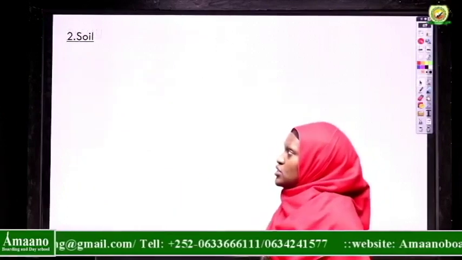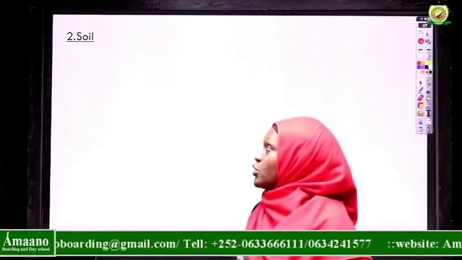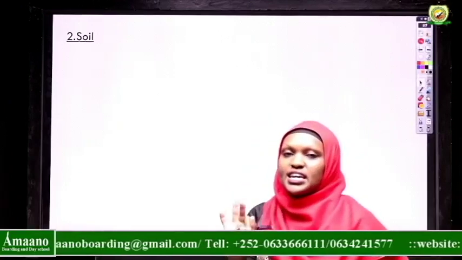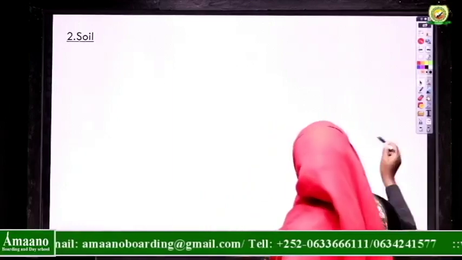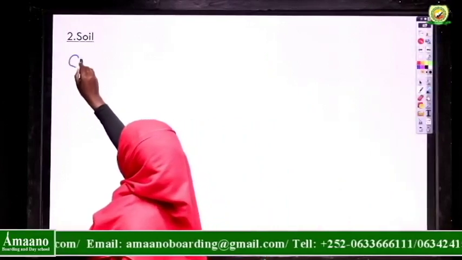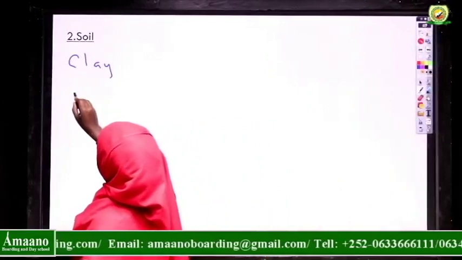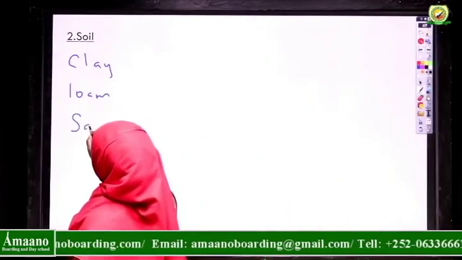Number two of the resources, we have soil, and we have three types of soil. We have the clay soil, we have the loam soil, and we have the sand soil.